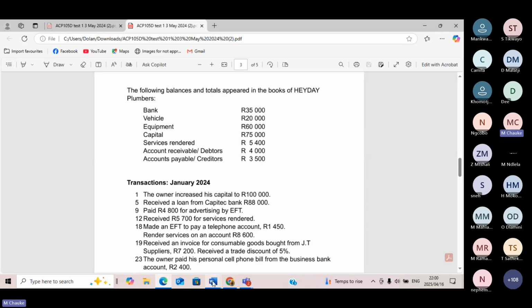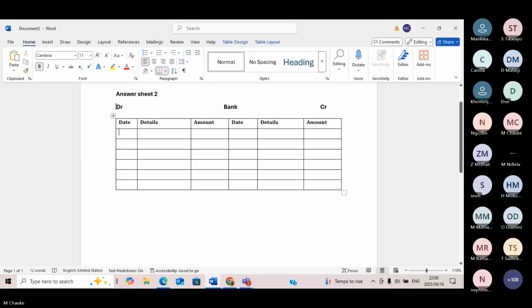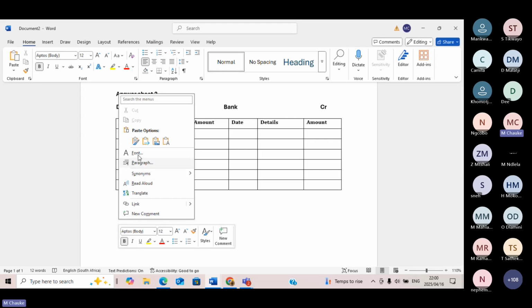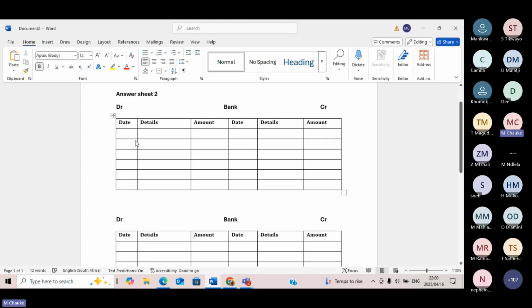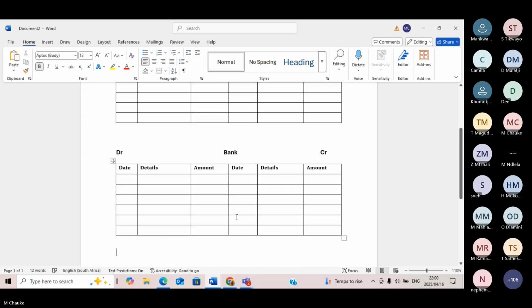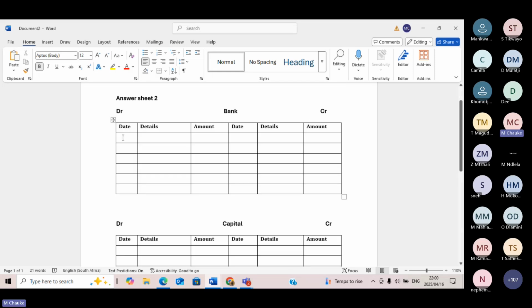It's going to be capital and bank. So it means we must have another T form. I'm going to copy this one and put it below. Let's see if it will work. Okay, so I'm just going to remove bank there and put capital, because we've got two accounts affected on transaction number 1. So now we have to record these transactions.